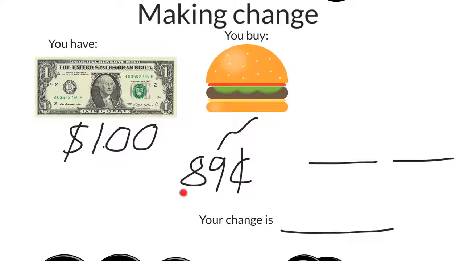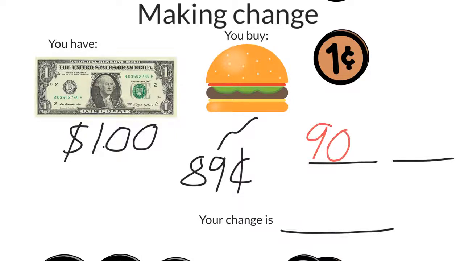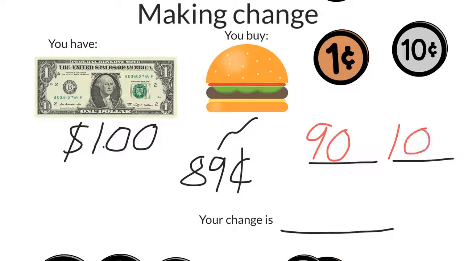So what I like to do, because it's at 89, I want to get to a group of 10. So I'm going to choose to bring down a penny, and we're counting on from this 89 cents. So that penny would take me up to 90 cents. And then to get back to the dollar that we had, we're going to need a dime. And that would bring us up to 100 cents, or how we wrote it yesterday, our $1.